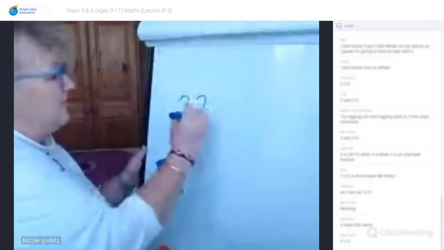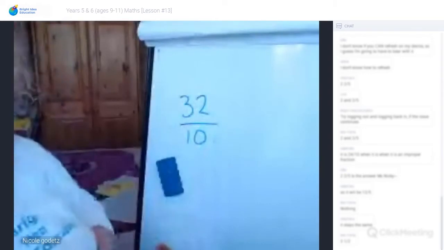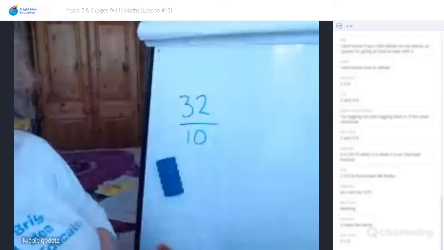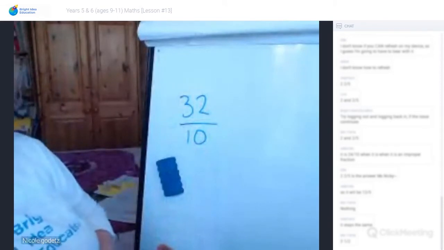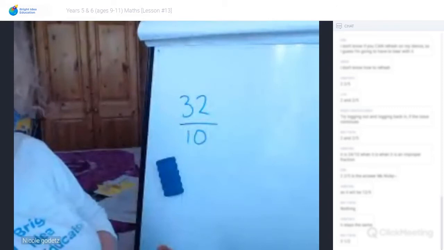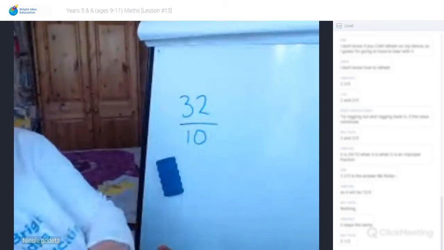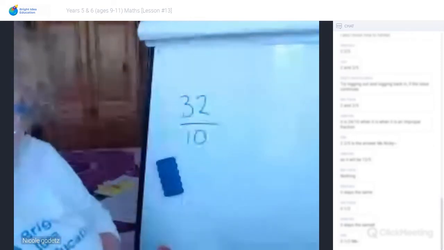Simplify this one for me. Oh, there's an awkward fraction. There's an improper fraction, an awkward one. Oh, excuse me, could I have 32/10, please, of cake for my party? Very silly to leave a fraction like that. How are we going to simplify that one? 32/10.